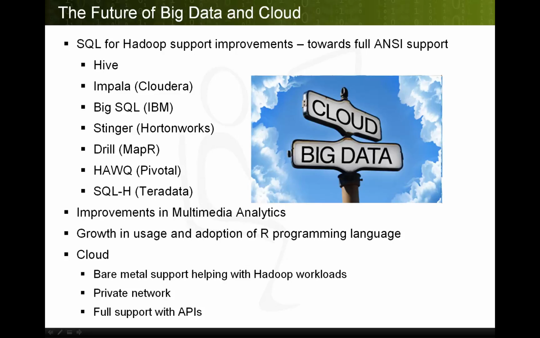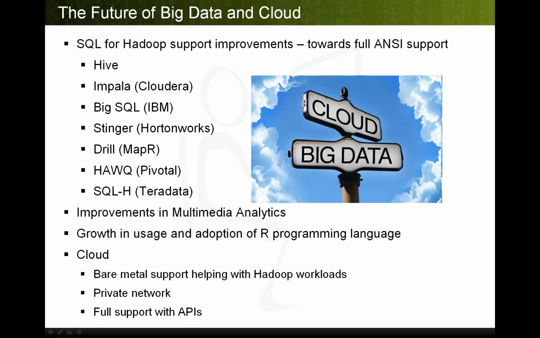The candidates here are Hive, Impala from Cloudera, Big SQL from IBM, Stinger from Hortonworks, Drill from MapR, HAWQ from Pivotal, SQL-H from Teradata. Big SQL from IBM is already available with full ANSI 92 SQL support, with a comprehensive optimizer, etc. Remember that IBM developed the original relational databases and the first implementations of SQL anyhow.